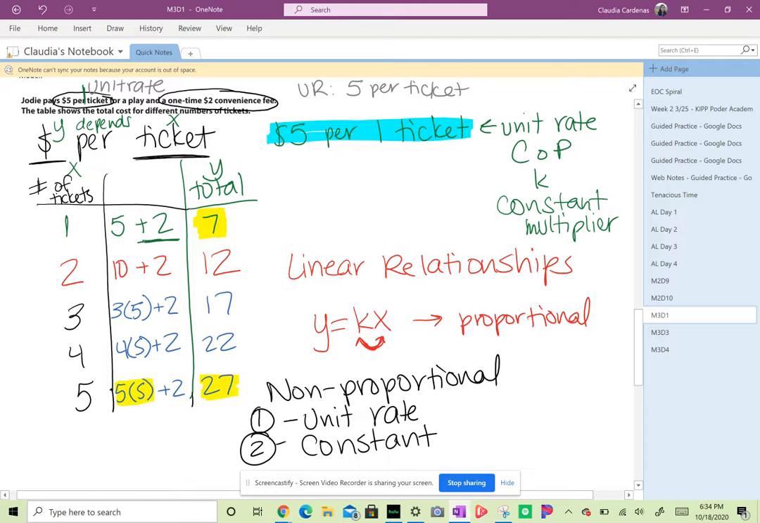So we're going to do this here in a second on our draw out activity. And then I see that this constant, right, is the one-time $2 convenience fee. So I would label that as constant or a C. And because it is a one-time $2 convenience fee, I would write plus $2 because we would also have to add that to our price per ticket. Alrighty, so let's go ahead and try the next two problems.